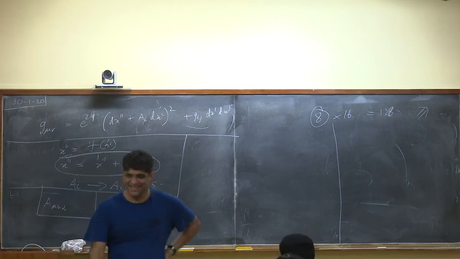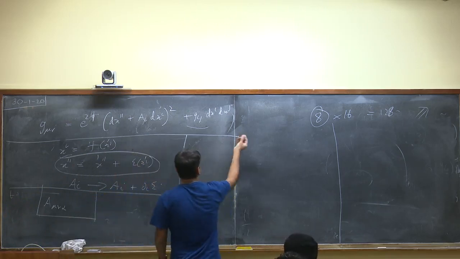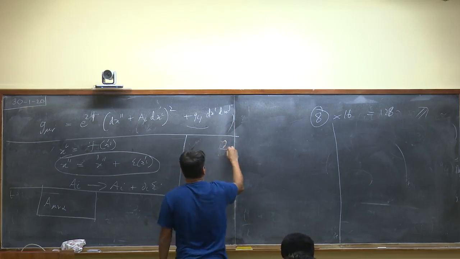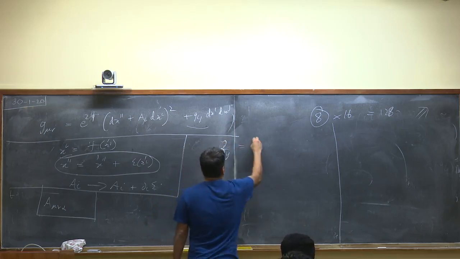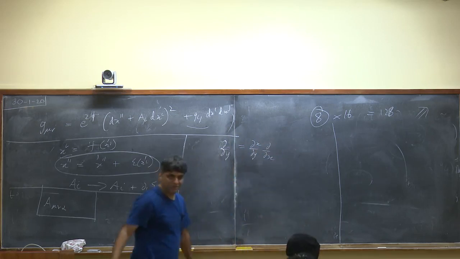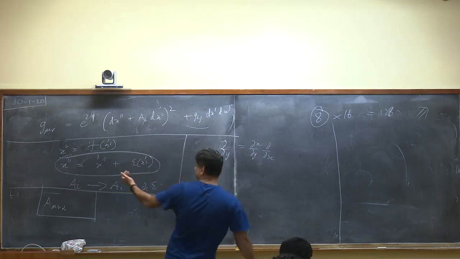Okay, let's try. So what's the rule for transformation of a derivative? Del by del x mu. Let's first remember the general rule: del by del y is equal to del x by del y times del by del x. That's the general rule. Now we'll apply this general rule.